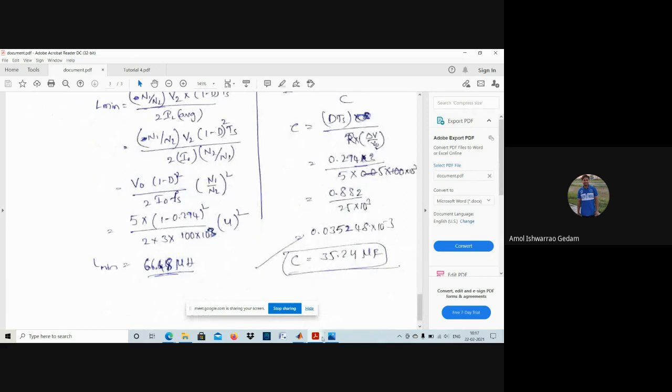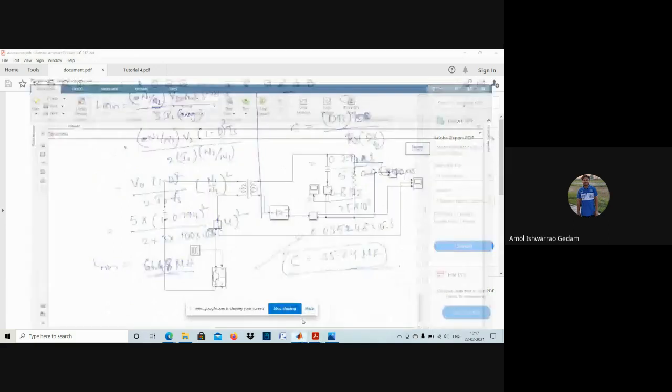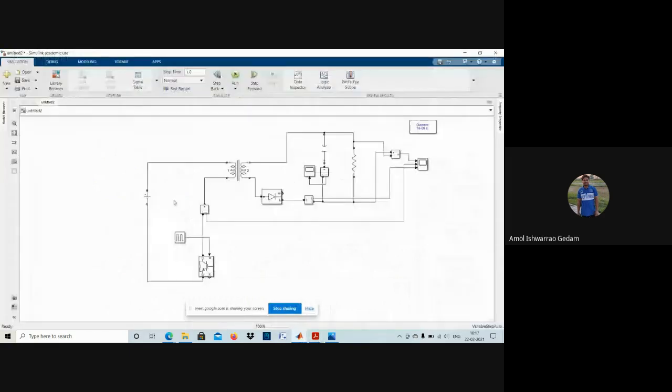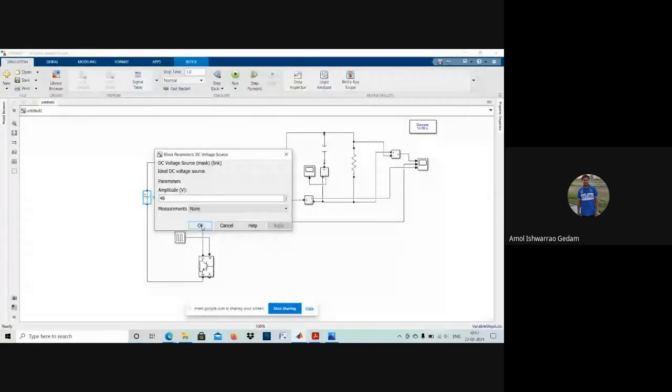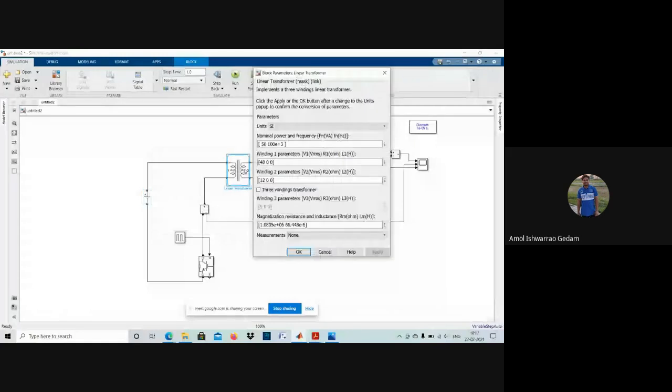So now we will simulate the flyback converter. Input voltage I have taken 48 volt. This is the transformer parameter. Maximum power I have taken 50 watt, and the frequency I have taken 100 kilohertz because it is operating at 100 kilohertz. Winding 1 voltage will be 48 volt, and winding 2 voltage will be 12 volt. Why have I taken 12 volt?